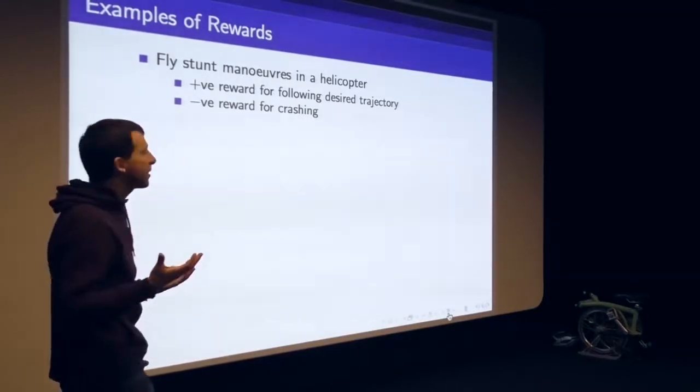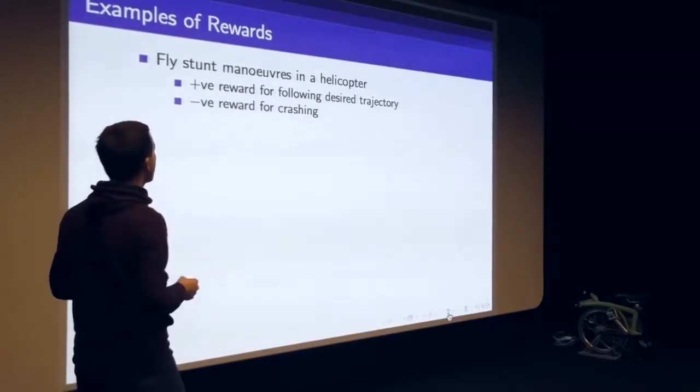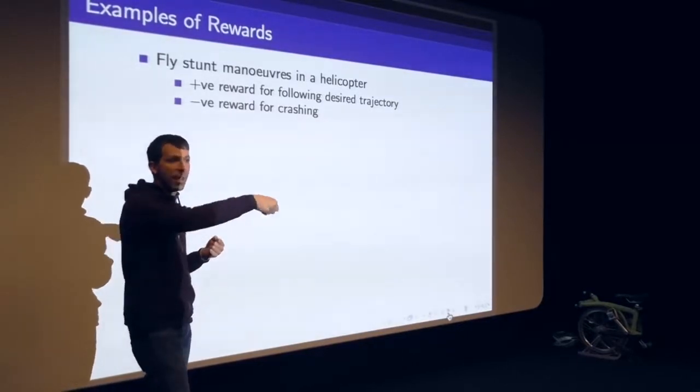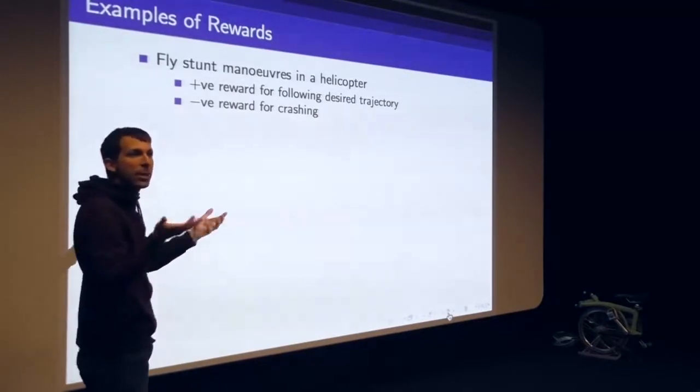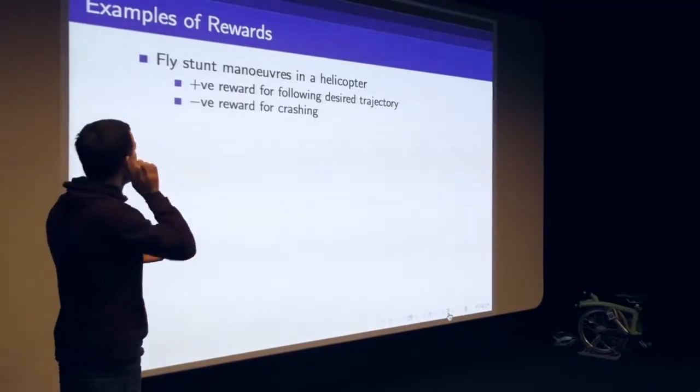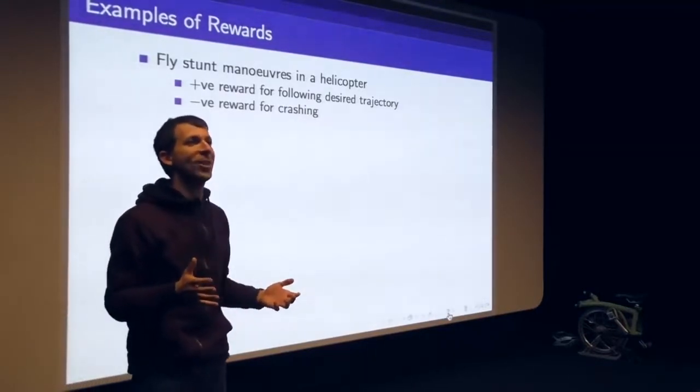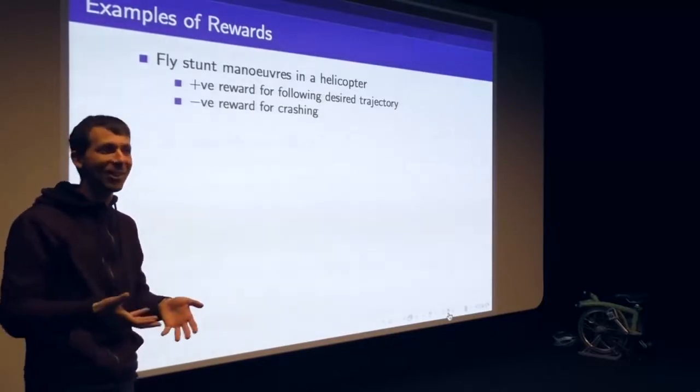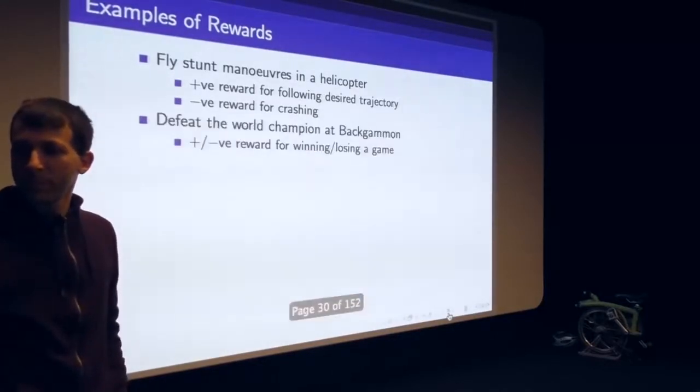In that case, the rewards might take the following form: a positive reward each time we follow the desired trajectory or come within some epsilon radius of where we want to be, and a large negative reward for crashing. Really, crashing should be bad. It should learn to not do that.